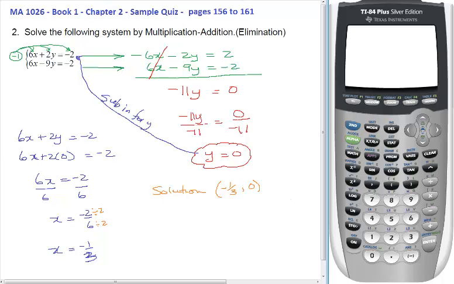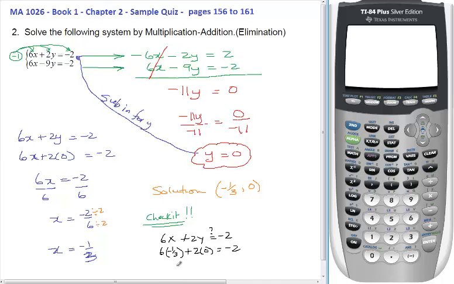How can I be certain? You can be certain by checking it. And how do you check it? You can check it by substituting into each of the equations. So I'll pick, say, the top equation first. 6x plus 2y equals negative 2. So 6 times negative 1/3 plus 2 times 0 should be negative 2. Now I'm going to put a little question mark over the equal sign, showing you that I'm testing this value.